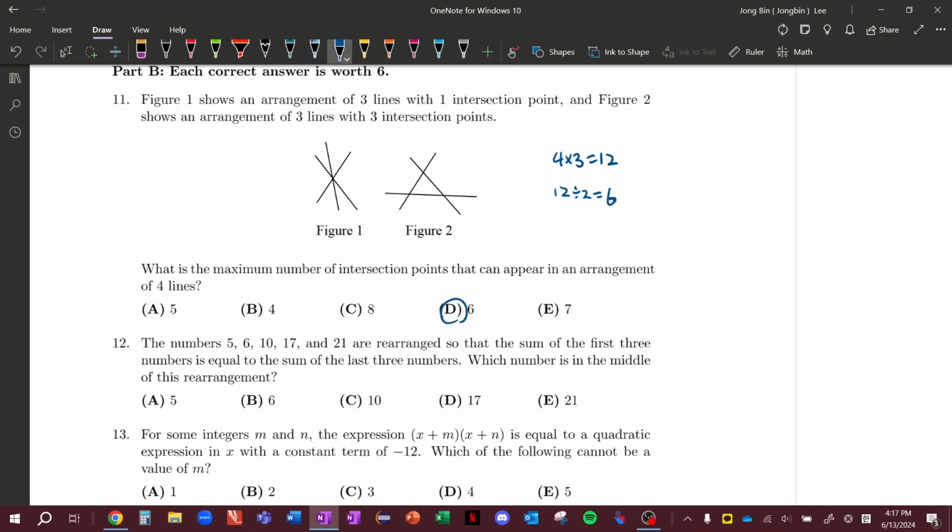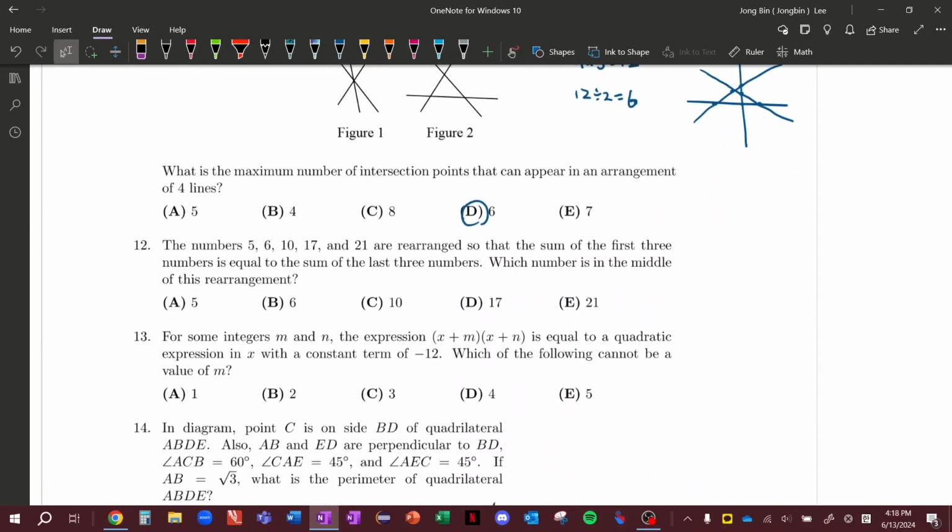We could also double check this by just drawing it. So this is my 2 lines and this will be my 3rd line, and my 4th line could be somewhere like this, so that it'll be 1 2 3 4 5 6. So there will be a total of 6 intersections maximum.